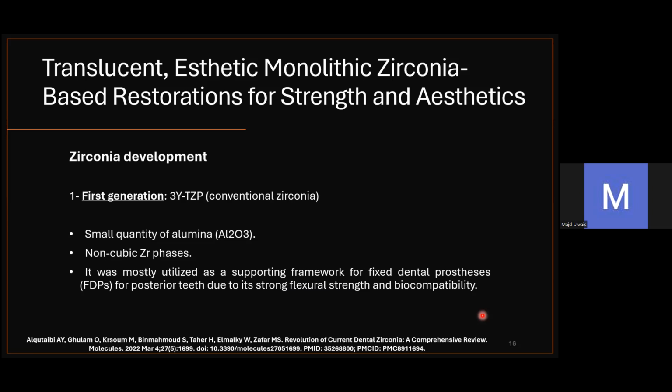The first generation was the 3% yttria stabilized zirconia, which is the conventional one. This generation had small amounts of alumina. However, because of the lack of non-cubic phases, it has limited translucency, limited light scattering, and thus poor appearance. So it was mostly utilized as a supporting framework for fixed partial prostheses for posterior teeth due to its strong fracture strength and biocompatibility.